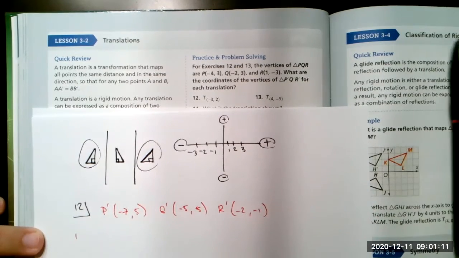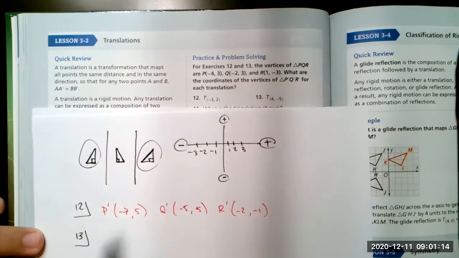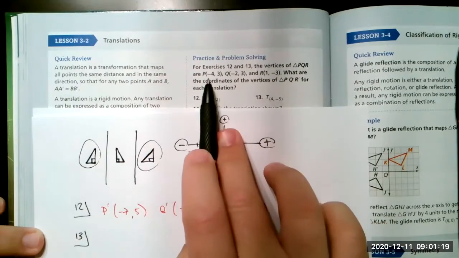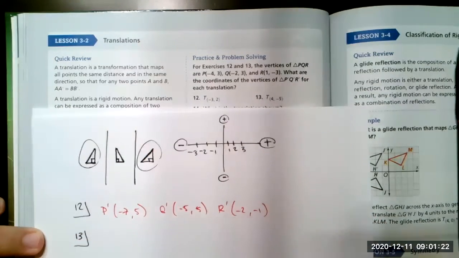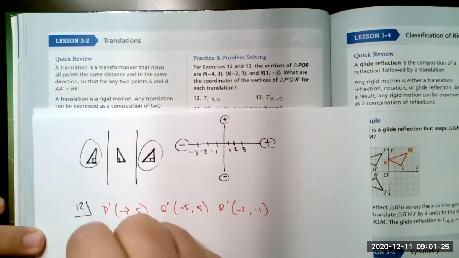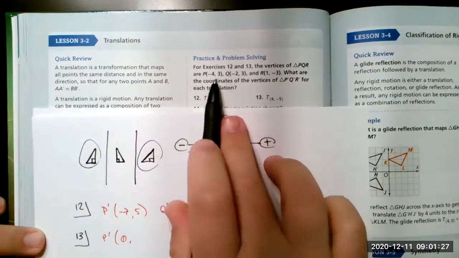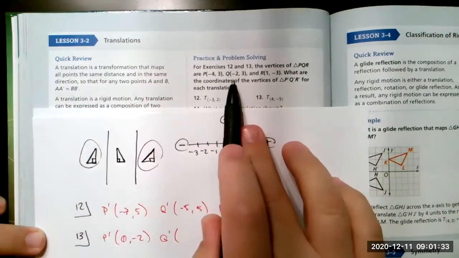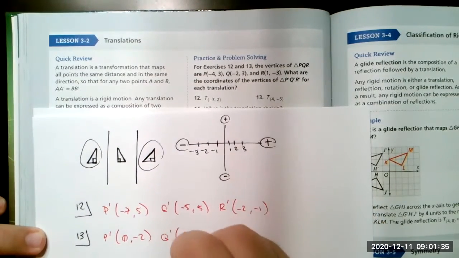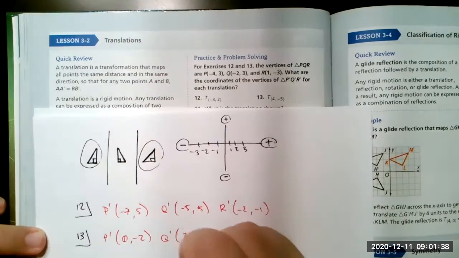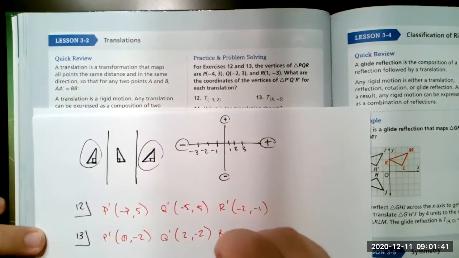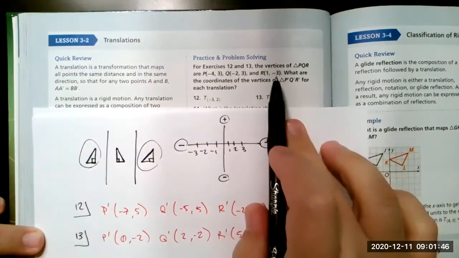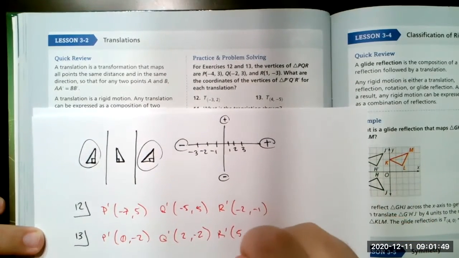So for 13, now I'm going to move it right 4 and down 5. So -4 plus 4 is 0. 3 plus -5 is -2. Q prime, so -2 plus 4 is 2. 3 plus -5 is -2. And then R prime, 1 plus 4 is 5. -3 plus -5 is -8.